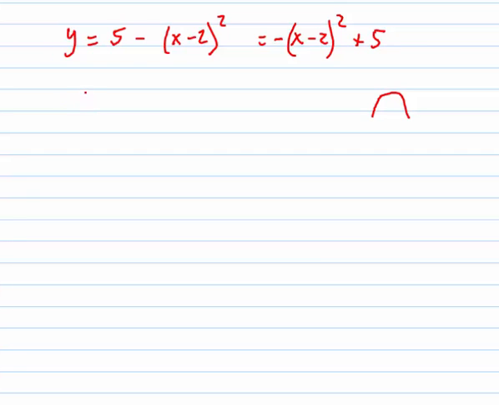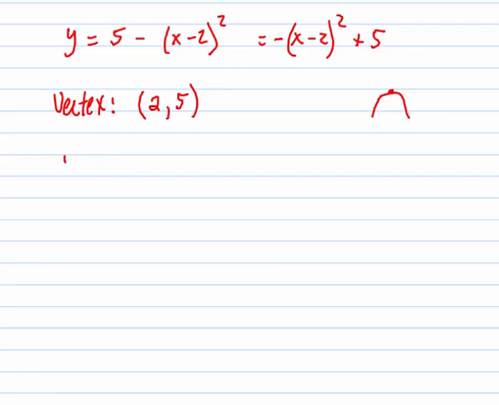So let's get the vertex. In this case, it's the high point right here. All right, well, that's going to be where this is 0, right? That's going to be the least negative. And that's when x is equal to 2. And y is going to be 5. So the vertex is pretty easy when it's in this form.